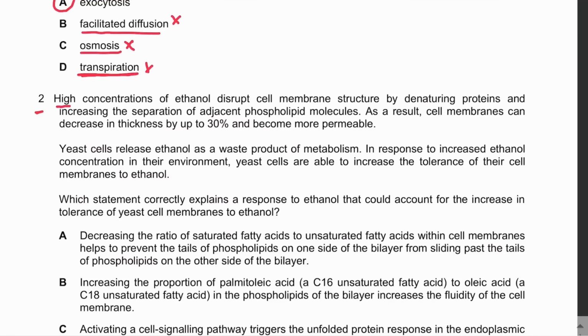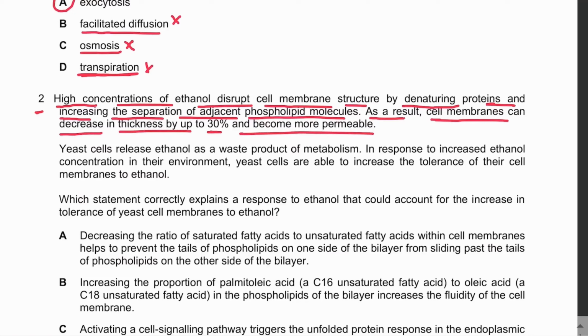MCQ number 2. High concentrations of ethanol can disrupt cell membrane structure by denaturing proteins and increasing the separation of adjacent phospholipid molecules. As a result, cell membranes can decrease in thickness by up to 30% and become more permeable. So guys, they're saying that ethanol can disrupt the cell membrane by denaturation of proteins and by the separation of adjacent phospholipid molecules, which causes a decrease in the thickness of the membrane up to 30%.